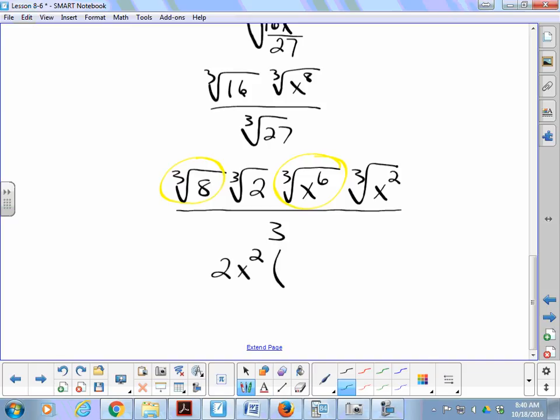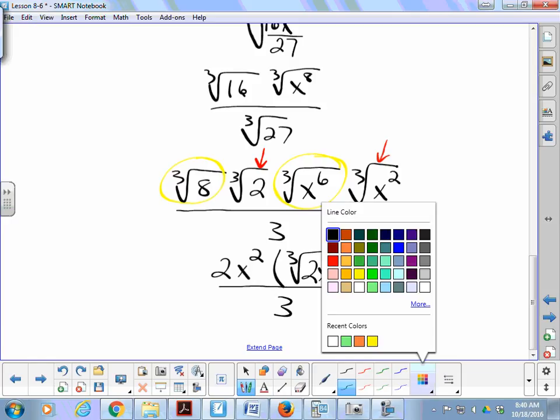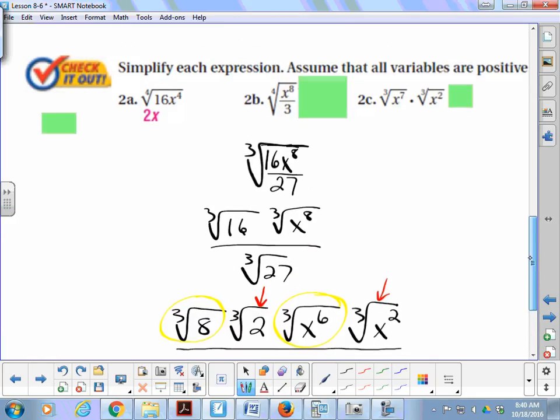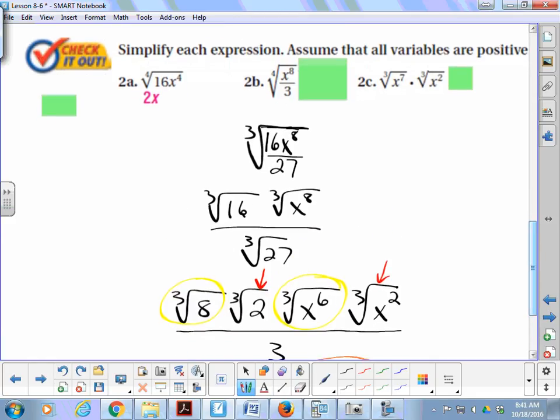And then I'm going to put what I have left, these two pieces, together. So we have the cube root of 2x squared left over that I can't simplify over 3. So this would be our answer. It's a little complicated, all right? But it's just a matter of taking your time, focus on one piece at a time. Okay? All right, now, letter C. How did we do on letter C? Did we get that one?